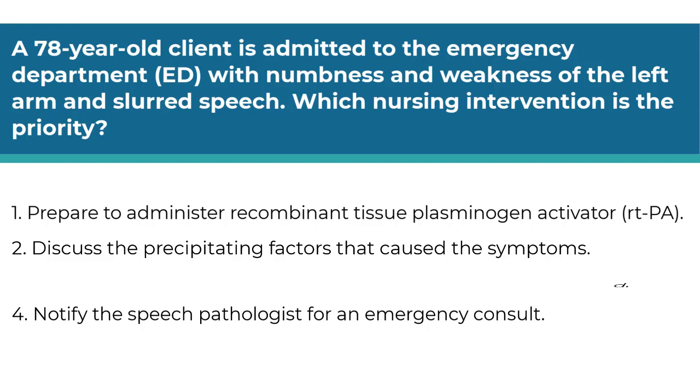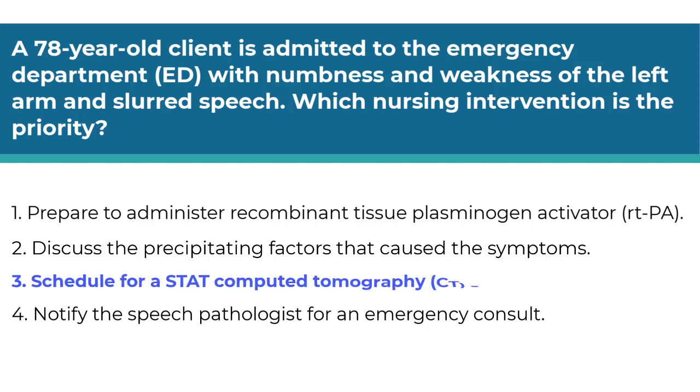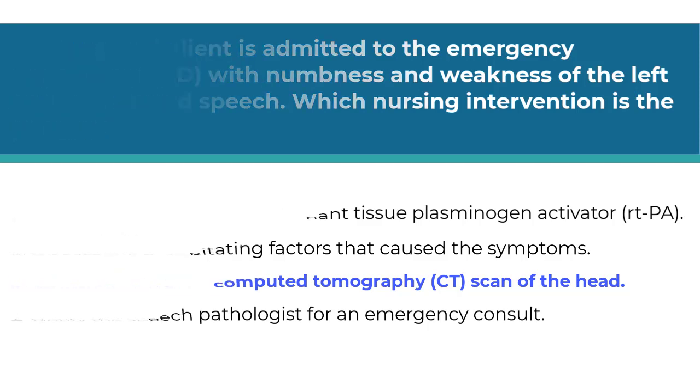The answer is number 3. A CT scan will determine if the client is having a stroke, has a brain tumor, or another neurological disorder. If a CVA is diagnosed, the CT scan can determine if it is hemorrhagic or ischemic and guide you to treatment. The other answers are interventions that can be done, but depend on what the diagnosis is.